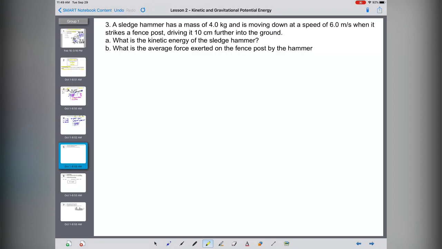A sledgehammer has a mass of 4 kilograms. It is moving down at a speed of 6 meters per second when it strikes the fence post. It drives it 10 centimeters further into the ground. Calculate the kinetic energy of the sledgehammer, and then the average force exerted on the fence post by the hammer. Please assume 2 sig digits for this question.